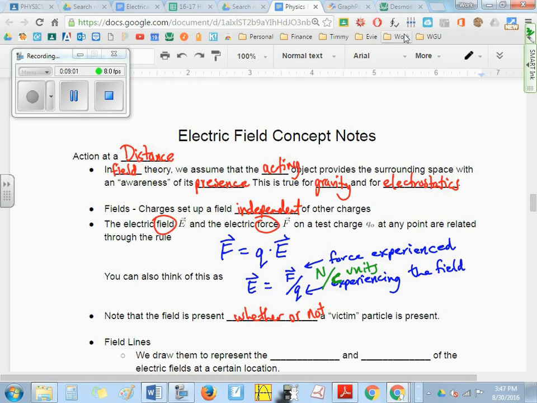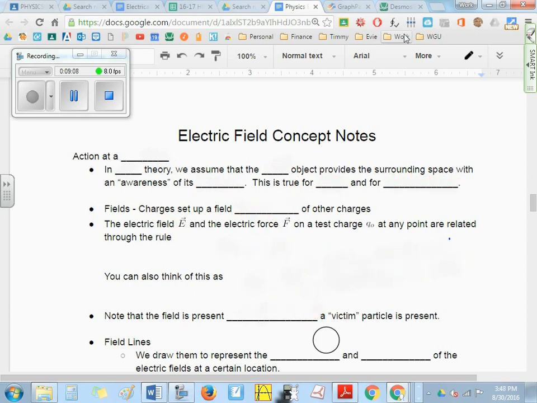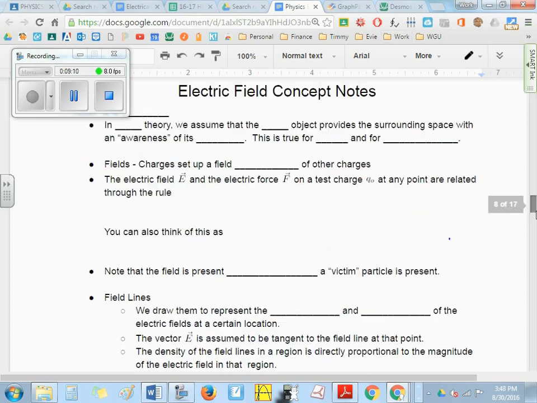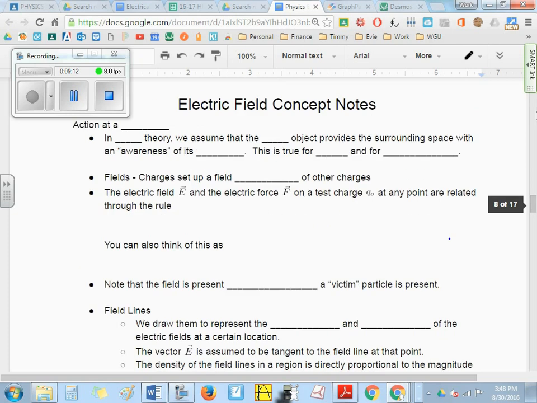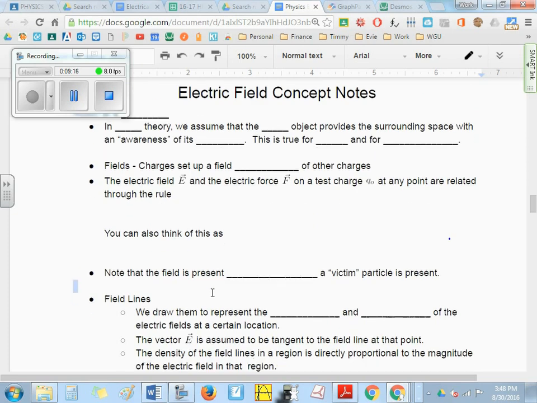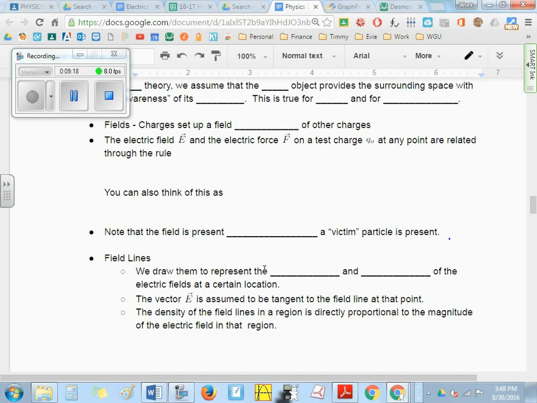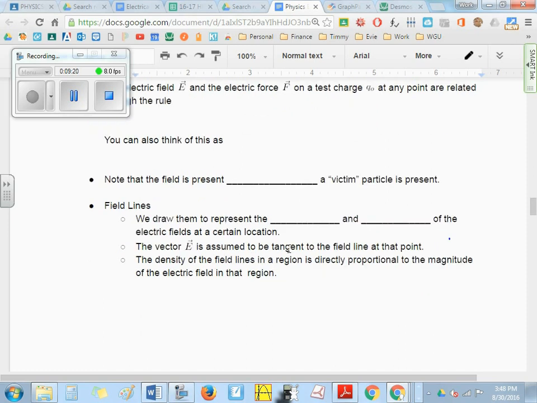Okay, now, how do we quantify field? How do we draw fields? Well, turns out that we'll talk about the drawing part first. Okay? So there's 3 rules for drawing a field. The first one is we use lines. So we use lines to draw a field.